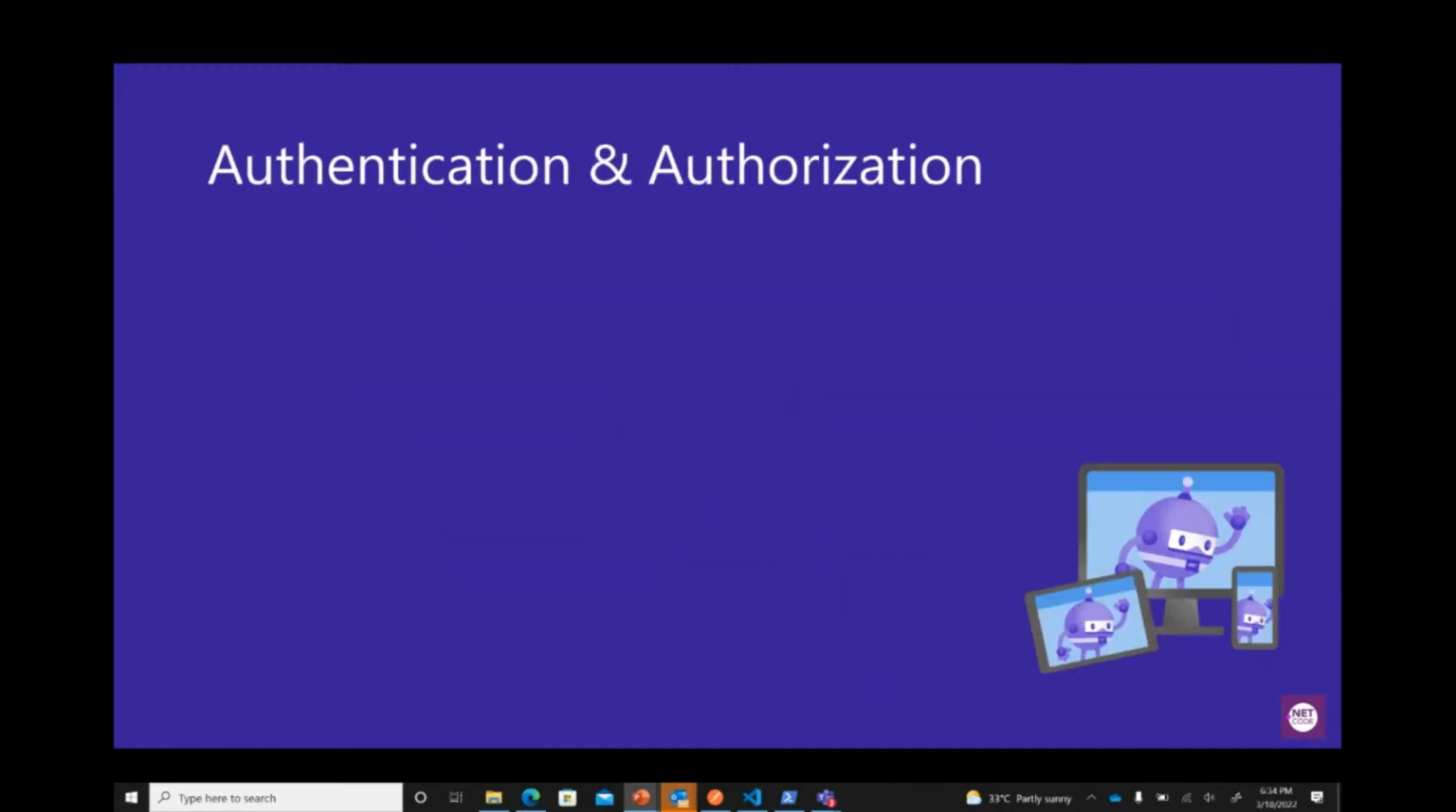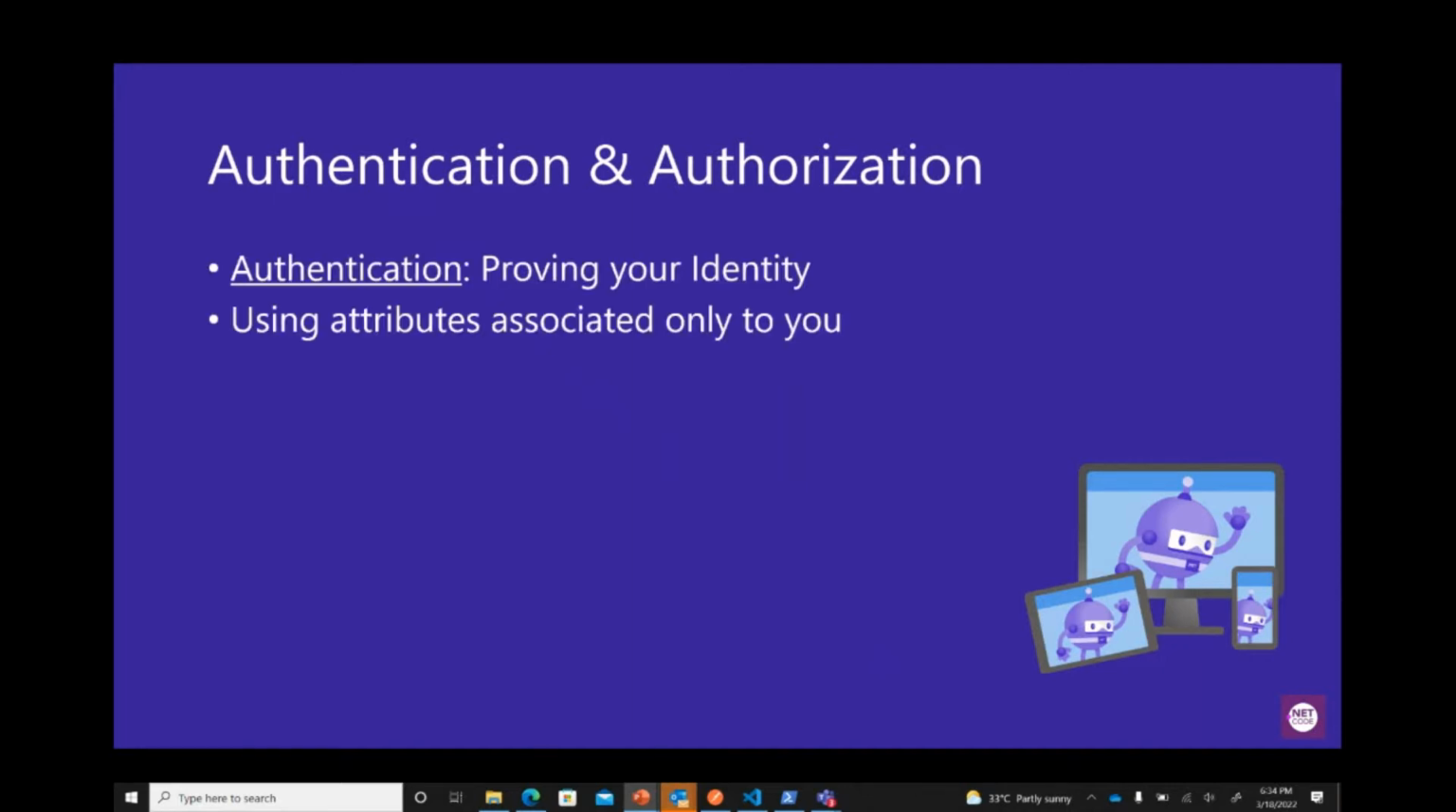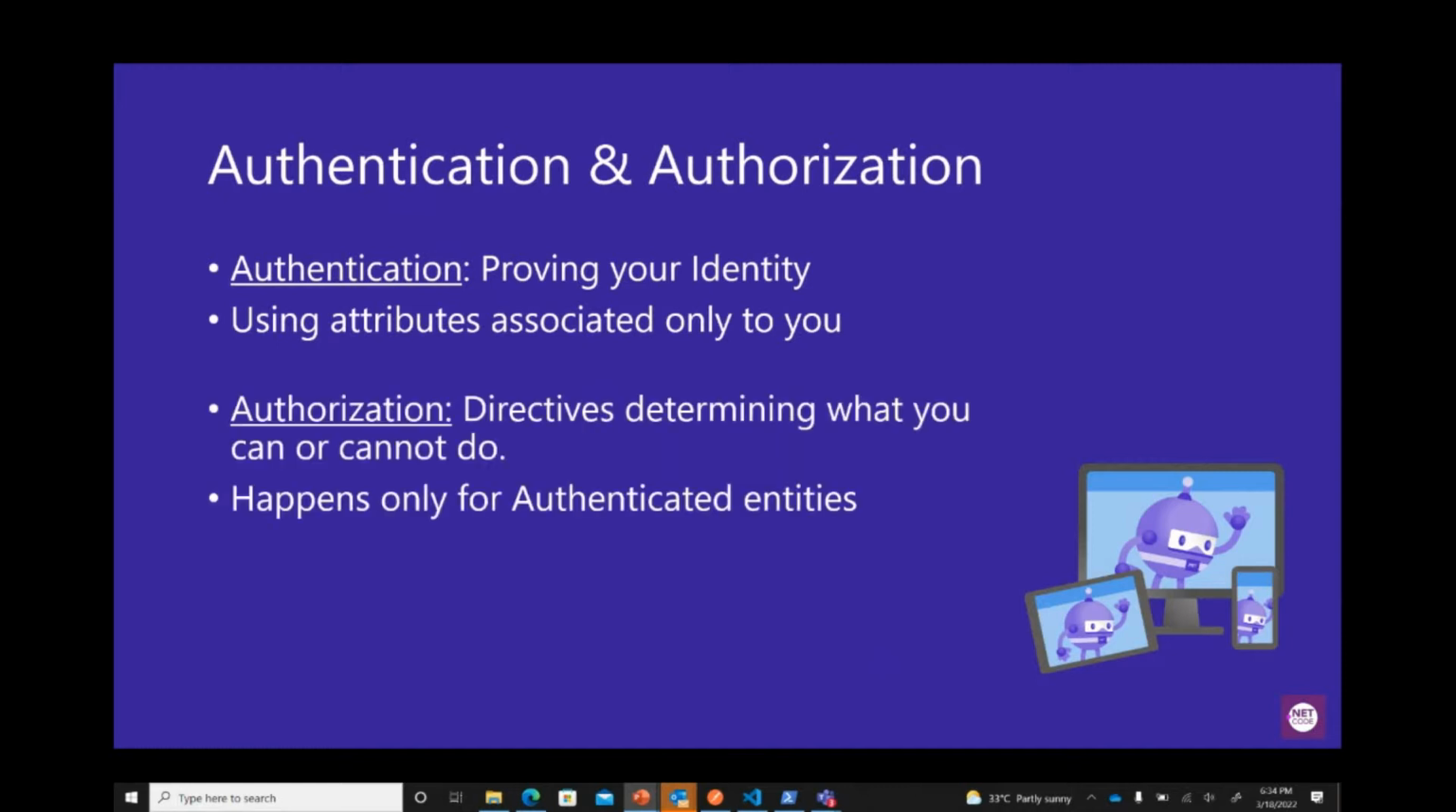To understand identity, two important aspects are authentication and authorization. I'm trying to lay this ground before we get into demos to understand the underlying concepts. Let me try to put it into definitions. What is authentication? In layman's terms, proving your identity, using attributes associated to you to prove your identity. And what is authorization? Authorization is directives determining what you can or cannot do, and it happens only for authenticated entities.